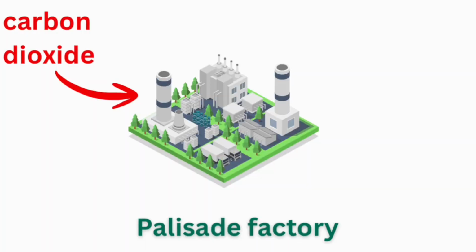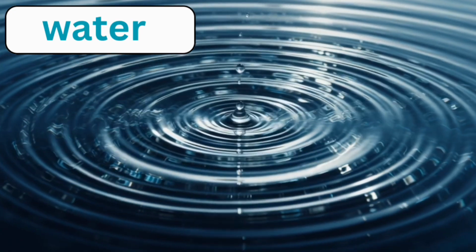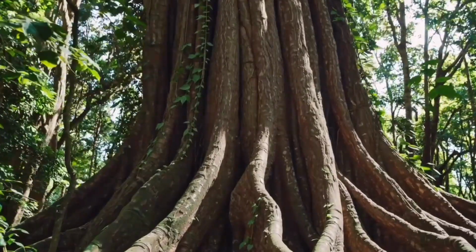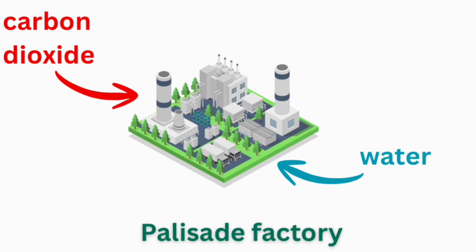So now that our factory has carbon dioxide, the other ingredient it needs is water. This is why plants need lots of water. Plants take in water through their roots, and the water travels up the stem towards the leaves. This means that our Palisade factory has now got carbon dioxide and water.